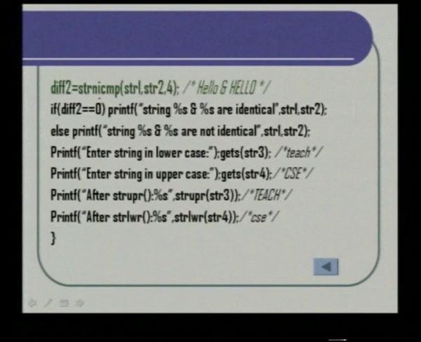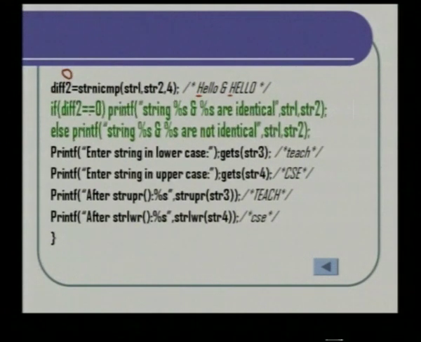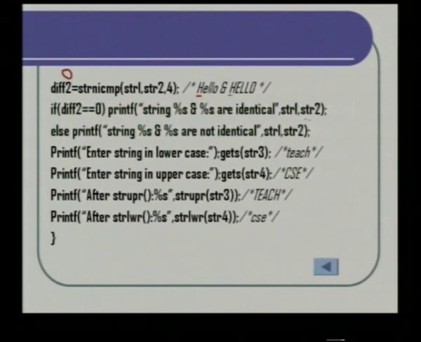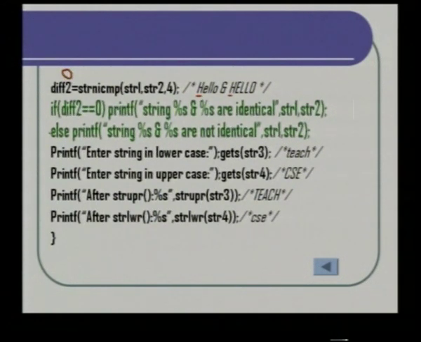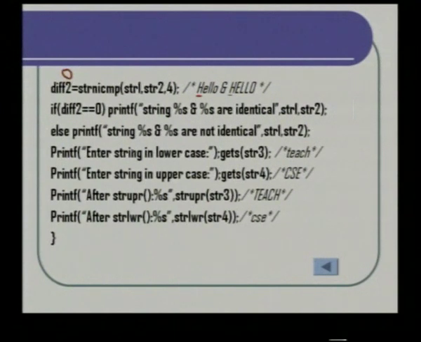Next, when I want to compare ignoring the case, the same first 4 characters, again the two texts are over here. Here the compiler will not bother about whether they are capital or small. It will simply check whether it is H, E and double L. Yes, the characters are the same. So, it will return the value 0 to diff2. Then I am checking if it is equal to 0, and because it is equal to 0, the strings will be printed as identical. Here the else statement is ignored by the compiler.